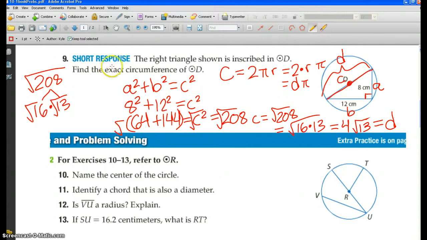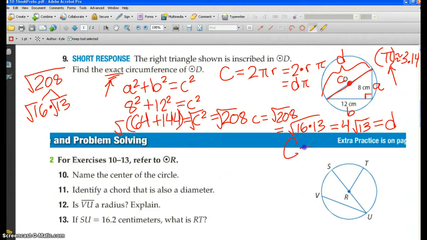What are we asked for? We're asked to find the exact, keyword exact, circumference. Which means that we want to leave this in terms of pi. Because you ask any common person on the street and they're going to say pi, oh, well that's 3.14. Not exactly. Okay, this is an irrational number, non-terminating, non-repeating decimal, so it goes on for infinity. So the only way to get an exact answer is to leave it with a pi in the answer.